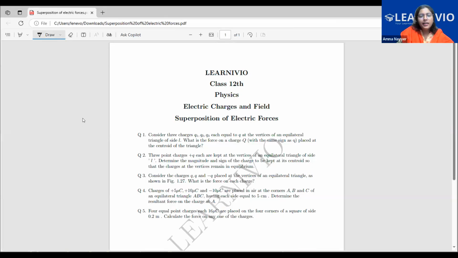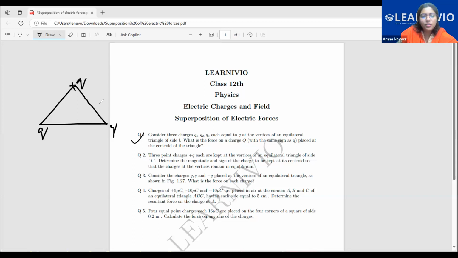See, it says consider 3 charges Q1, Q2. First one you didn't attempt. No, first one you did. This was done by you. Second you did. It says 3 point charges plus Q are kept at the vertices of an equilateral triangle. They are present on all of the vertices, plus Q, and they are separated by L. It says determine the magnitude and sign of the charge to be kept at its centroid so that the vertices remain in equilibrium.